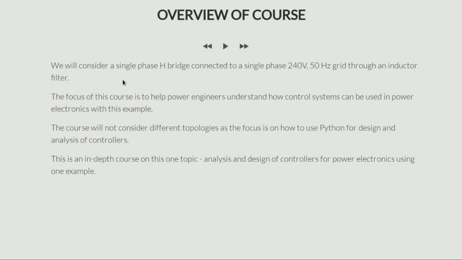So what are we going to consider as our system? We will consider a single phase H-bridge converter. Single phase H-bridge with a DC bus connected to a single phase 240 volt 50 Hz grid through a simple inductor filter. This is going to be our system. Very simple system. There are more advanced filters, there are advanced topologies, and depending on where you live, the grid can also change. If you are in North America, you can replace these values with 120 volt 60 Hz. That will be perfectly okay.